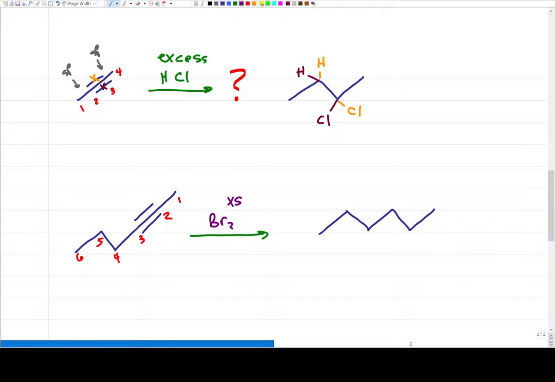We'll start with the first pi bond. I'll break it. It's a pi bond between 2 and 3. That's carbon 2, that's carbon 3, and so I add 1 bromine to each of these carbons. I'll break the second pi bond and do the same thing again, 1 bromine to each of these carbons. And that gives me a final product with 4 bromine atoms spread across the 2 carbons.